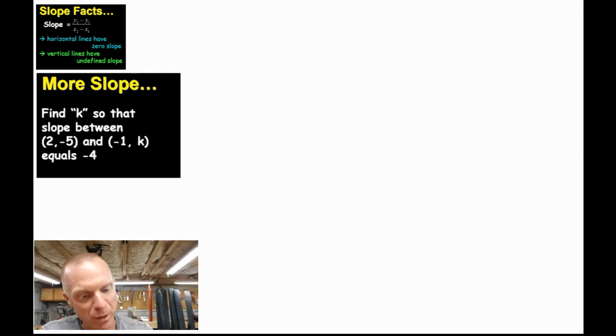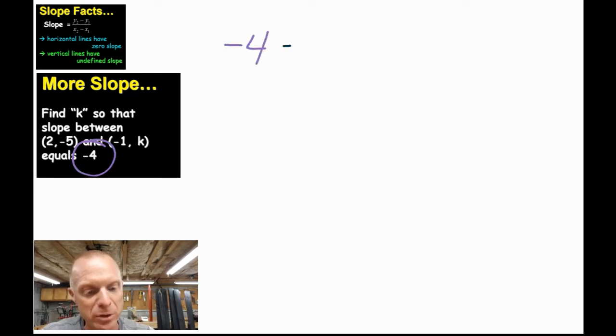Let's do a problem that involves slope. We're going to step right up and do a problem that goes a little deeper. We're going to try to find k, so that the slope between these 2 points, (2, -5) and (-1, k), is equal to -4. Good problem, but all we really have to do is just plug into our slope formula, and I hope you would plug -4 in for the slope.